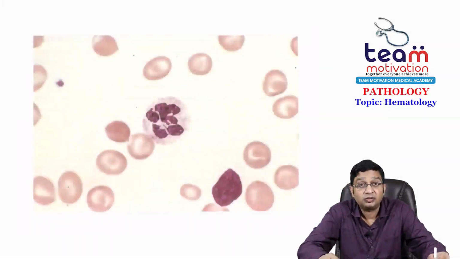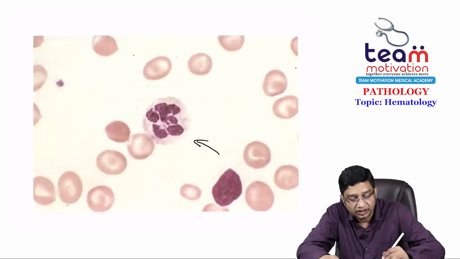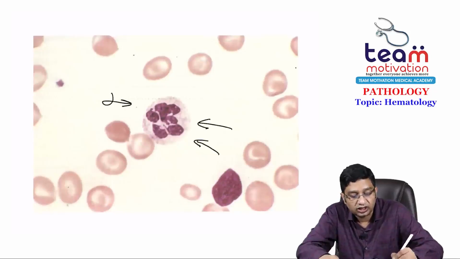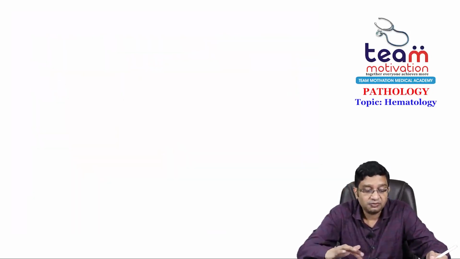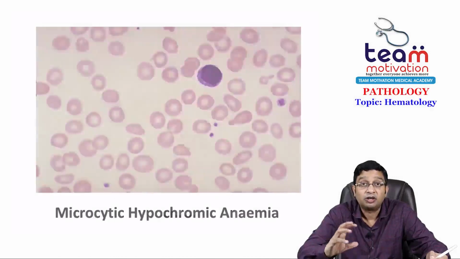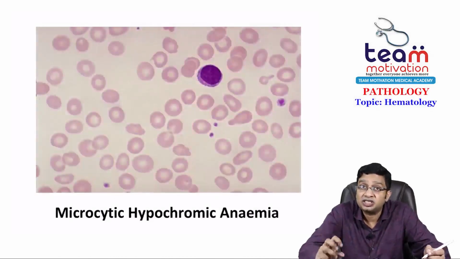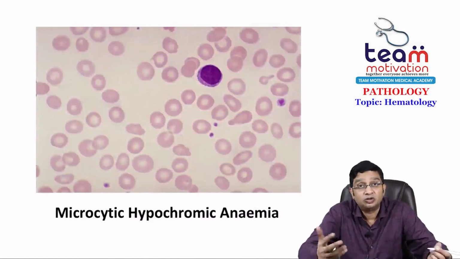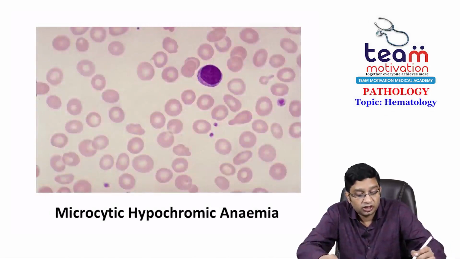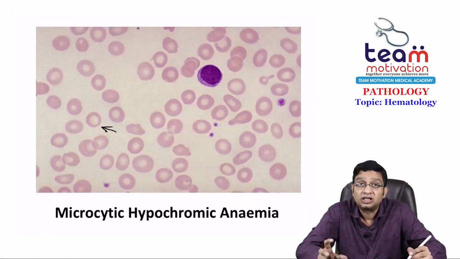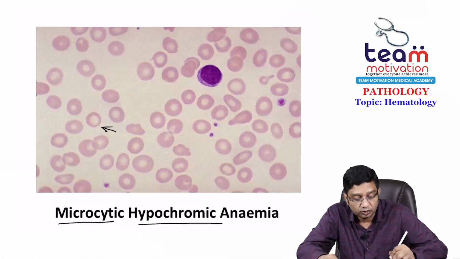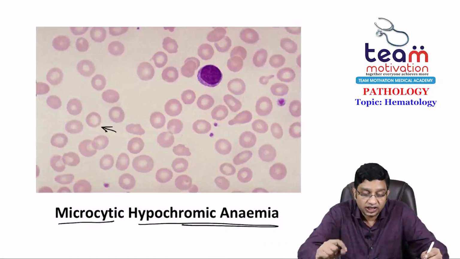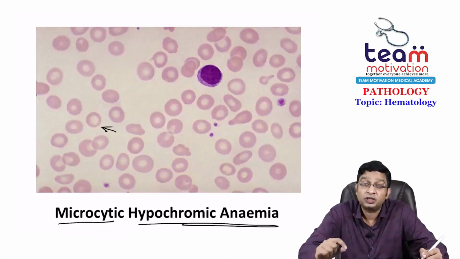This again is a slide of a hypersegmented neutrophil. We are showing here a hypersegmented neutrophil. Then comes microcytosis. Microcytosis basically means decrease in the size of RBC. You cannot comment on the size, but if you look here, what you find is the pallor is more than central 1/3. So this is a slide of microcytic hypochromic anemia.